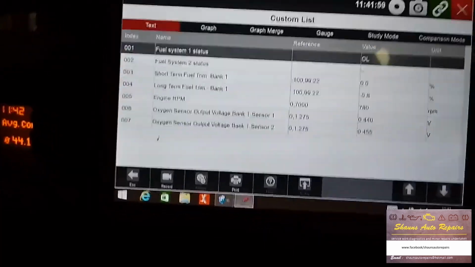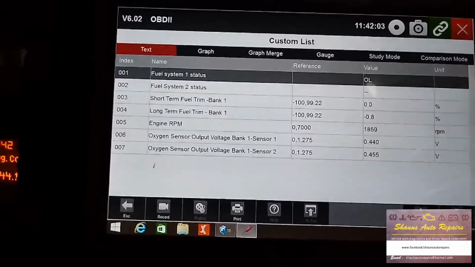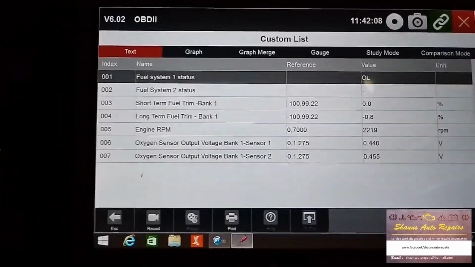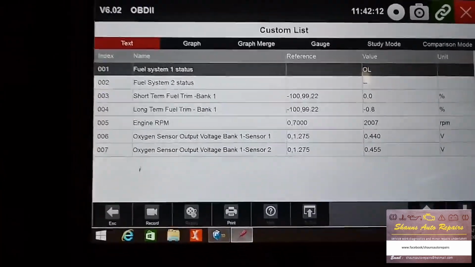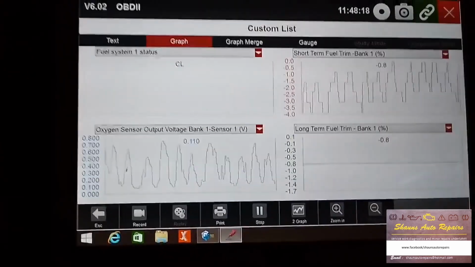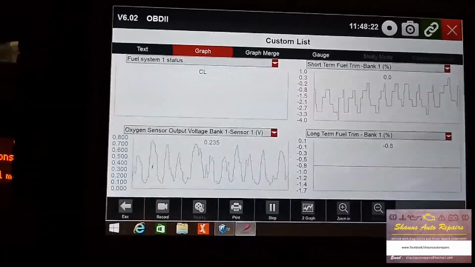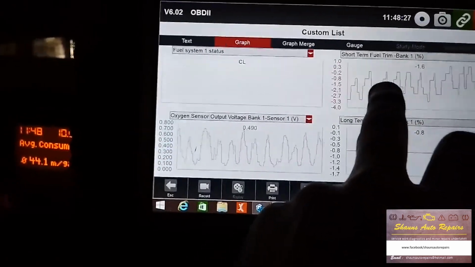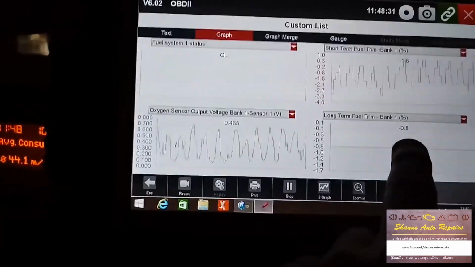Alright, so at the moment we're in open loop. Got to wait for that oxygen sensor to heat up, and I'll bring you back when we go into closed loop. Right, we're back into closed loop. We're up to temperature, and like before, everything is reading okay. We've got short-term fuel trims hovering around 0. Long-term fuel trim is on 0 still.